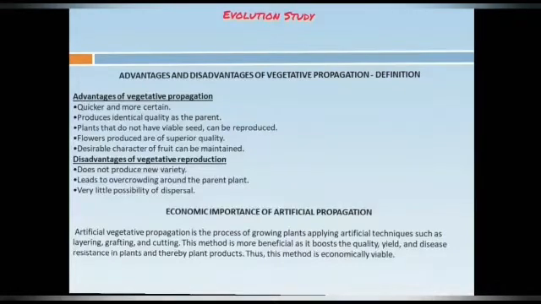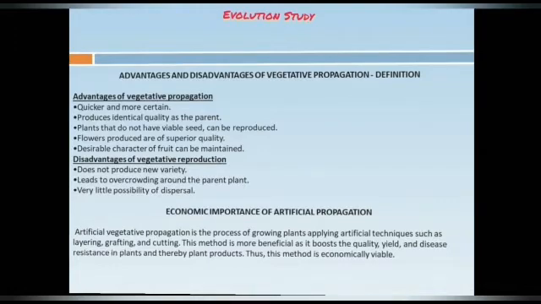Advantages and disadvantages of vegetative propagation. Advantages of vegetative propagation are they are quicker and more certain, and produce identical quality as the parent. Plants that do not have a viable seed can be reproduced. Flowers produced are of superior quality. Desirable character of fruit can be maintained. Now, what are the disadvantages? It does not produce new variety. It leads to overcrowding around the parent plant. Very little possibility of dispersal.